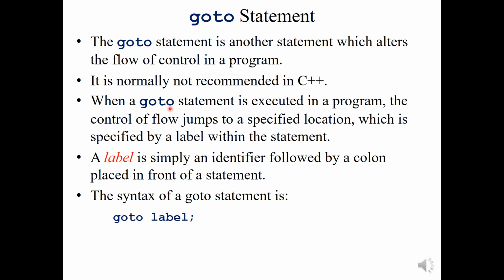However, it will work. So when a goto statement is executed in a program, the control of flow jumps directly to a specified location, which is specified by a label within the statement. And the syntax is go to label. Label is any label given by you to a particular statement. Label is simply an identifier which is given by you, followed by a colon placed in the front of a statement. The syntax is this: go to label followed by a semicolon.